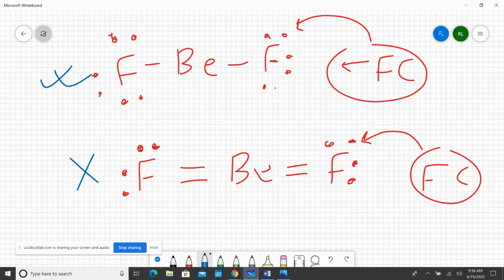All right, so again, this is for your homework. Make sure you work through it. This will give you practice on how to use that formal charge formula and how to figure out which is the most likely Lewis structure based on the formal charge.